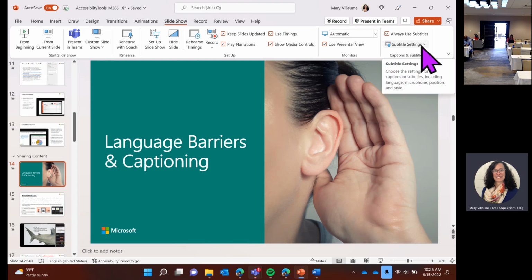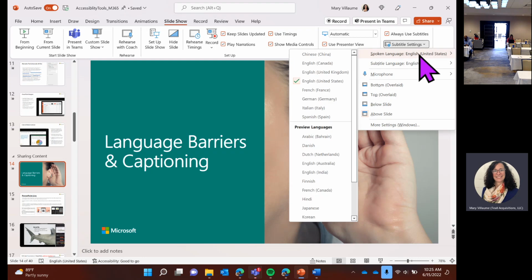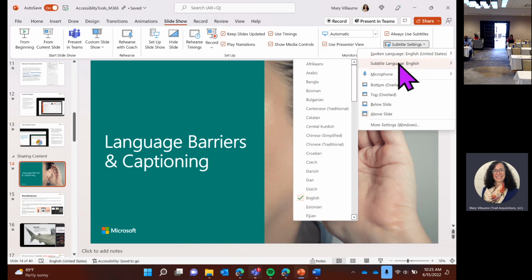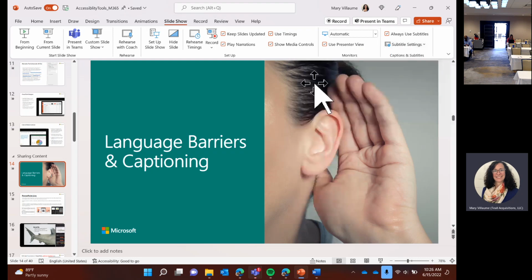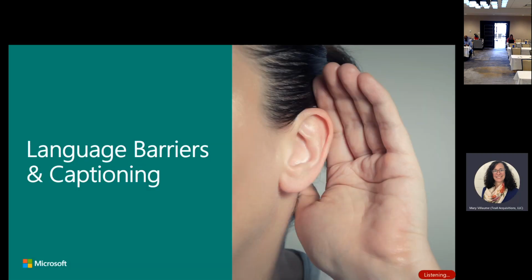The other thing you can do in your subtitle settings is choose your spoken language, which is English. Then you can also have a subtitle language. If I wanted my subtitle language to be something like French, I can click on French here. Now, when I start my subtitles, I'll be giving the presentation in English, but the subtitles will come through in French. It's listening right now, but it should pop up and start translating into French for me.